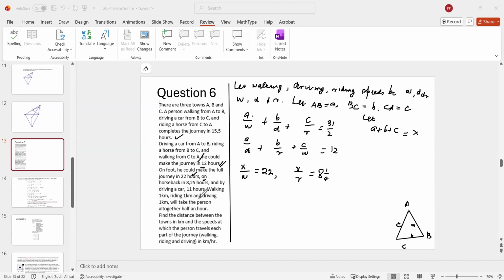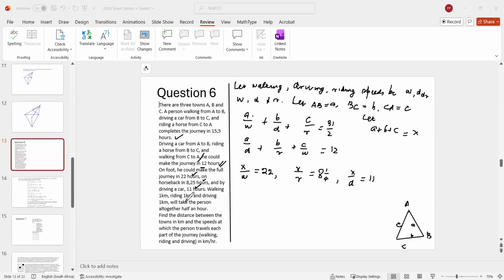And by driving a car, it's 11 hours. So you got X over D, that's driving. Of course, that will be faster than the other two. Walking is not bad comparing to the others. Right. Anyway, so you've got that. So we are here now.